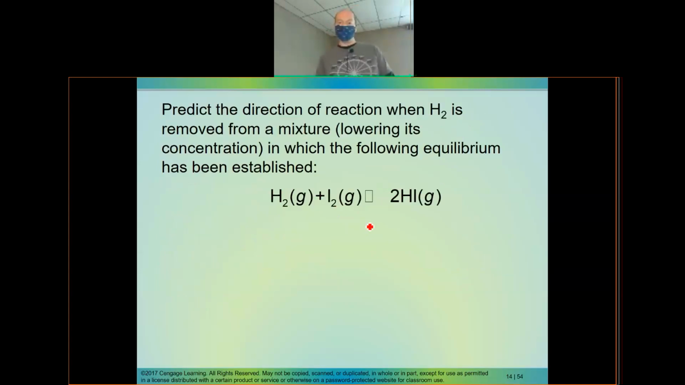All right, so here is an equilibrium. Predict the direction of the reaction when H2 is removed from the mixture. We are at perfect equilibrium. We have the perfect amount of H2, and now we're going to take some out. Now we don't have enough H2. The reaction has to proceed to the left to form more of the H2. So again, we had the perfect amount of H2. Now we're going to remove the H2. Now we don't have enough. It has to go to the left to form more hydrogen.